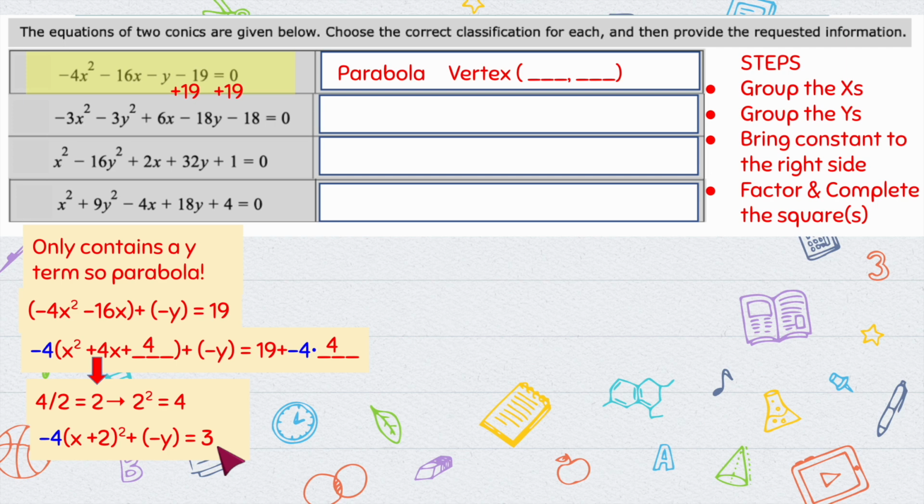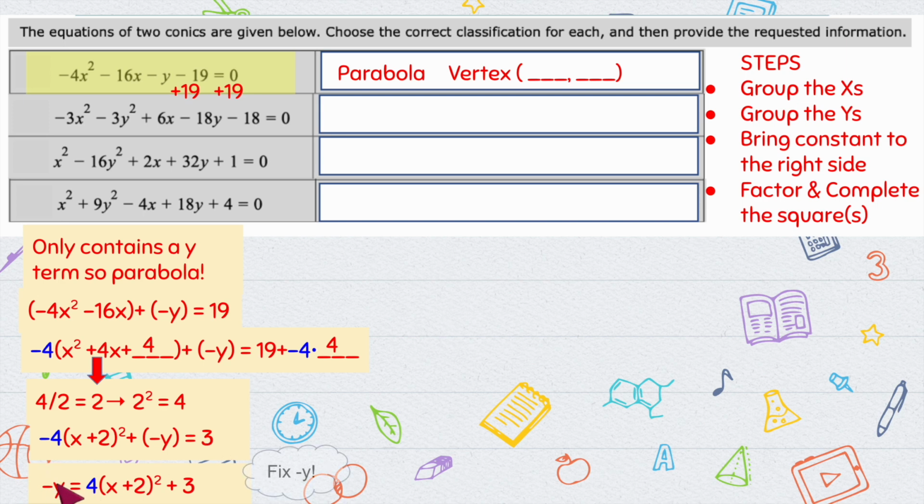All right, so now for it to be a parabola, I want it to equal y. So I'm going to take this negative 4 times x plus 2 squared, and I'm going to add it to the other side. I'm going to add it to the right side so you can see that now it's on the right side and it's positive. And we have the plus 3 on there still because that was already there.